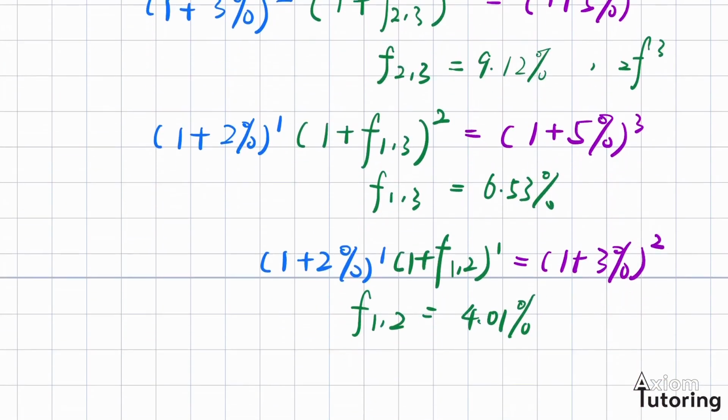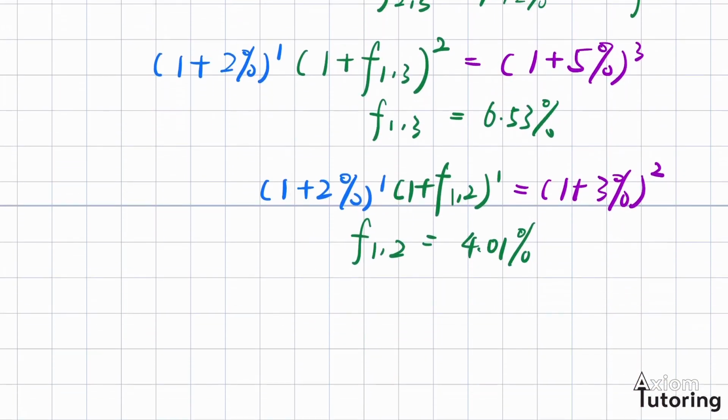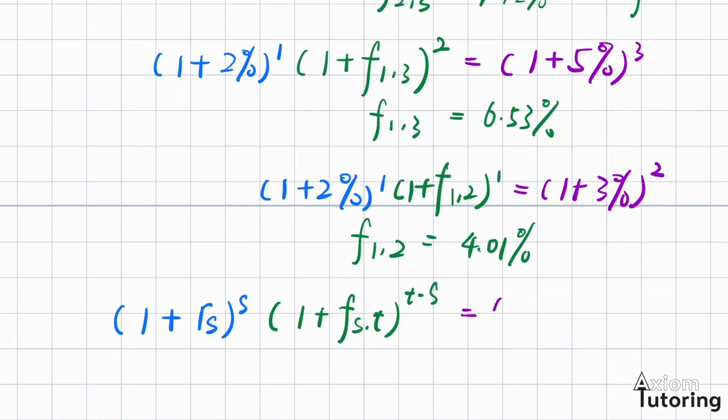So we can generalize this into a single formula here. Let's assume that we're going to first save for a certain number of years, so S years here, and then we commit to save another T minus S years. So we'll be getting F from S to T years. So the power would be T minus S. And that should give us the same result as saving just T years straight. So we'll be getting 1 plus the spot rate for T, to the power of T.